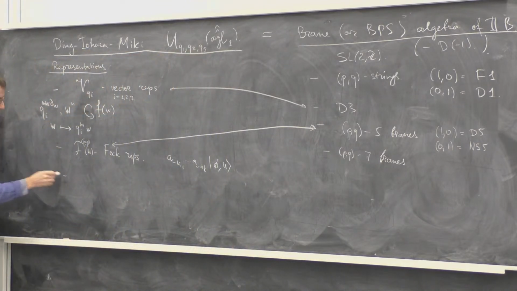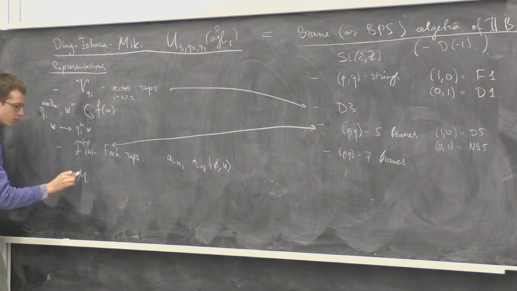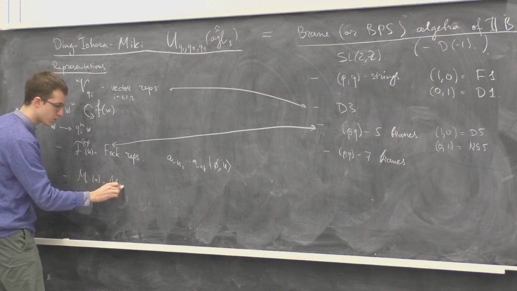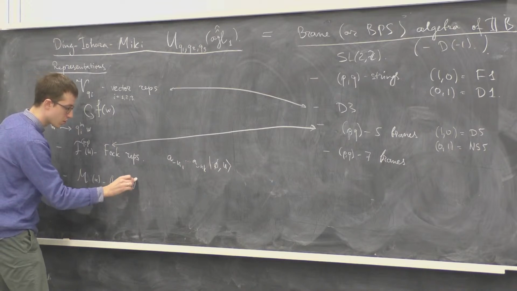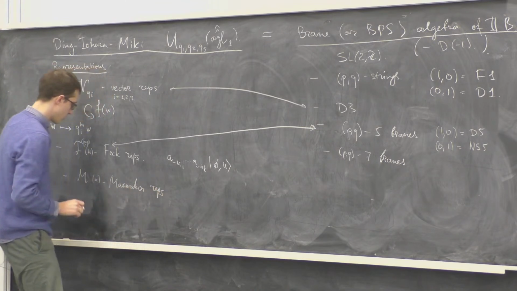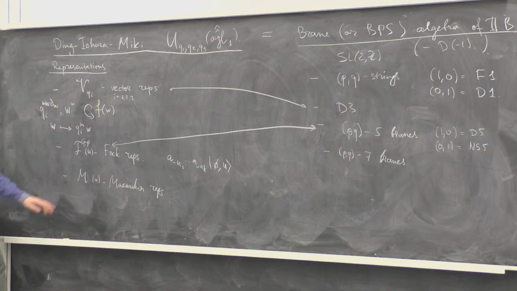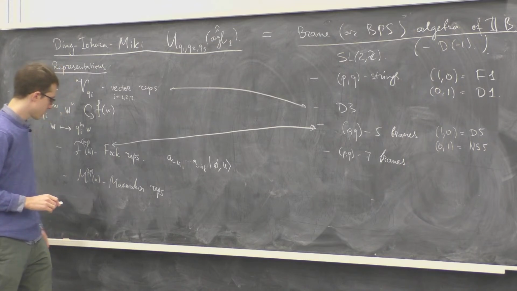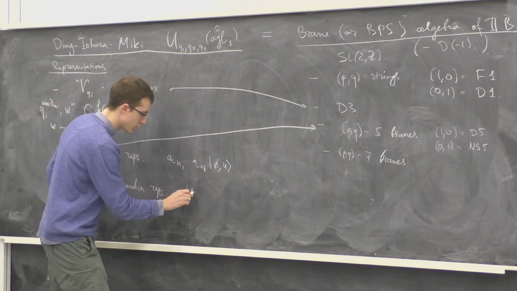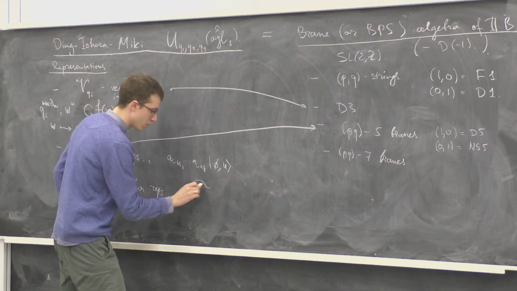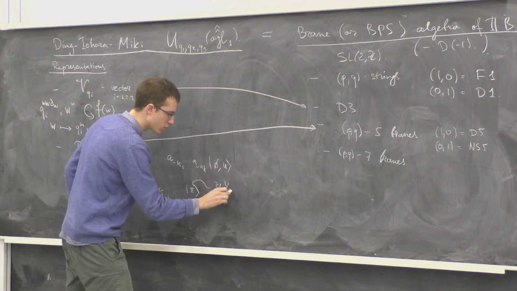And then there is one more level here, which is called the MacMahon representation, where the states are parameterized by 3D Young diagrams. And there are several of them also. In principle, they also have this PQ here. So the states are parameterized by 3D Young diagrams, also called plane partitions.